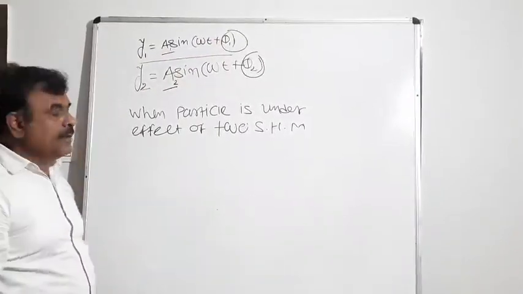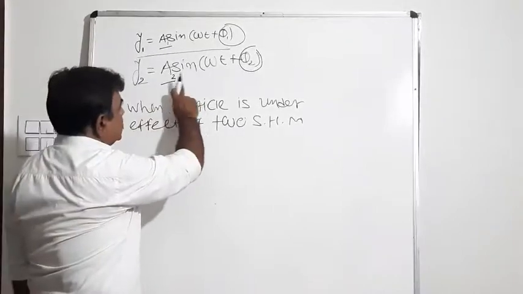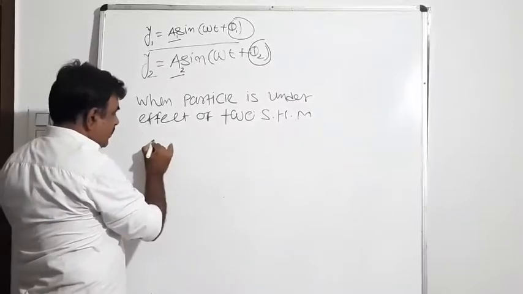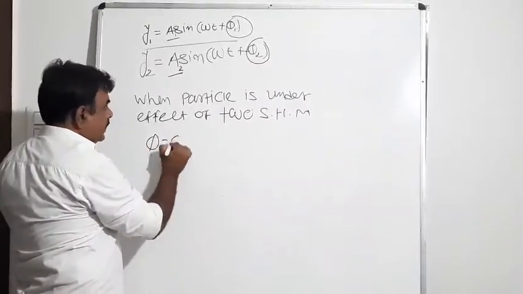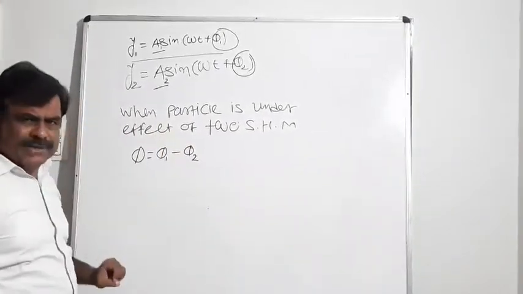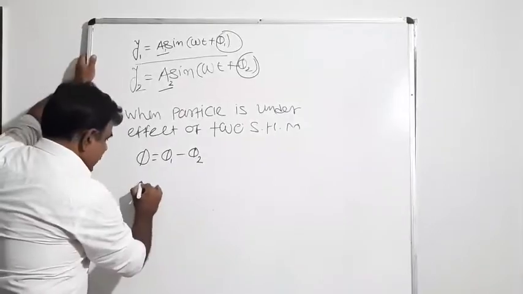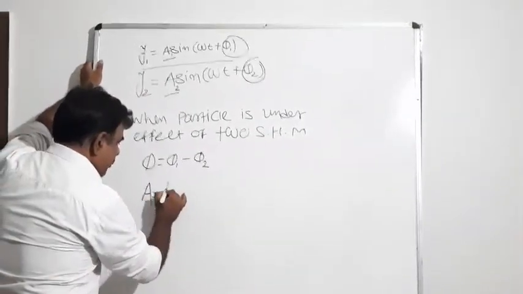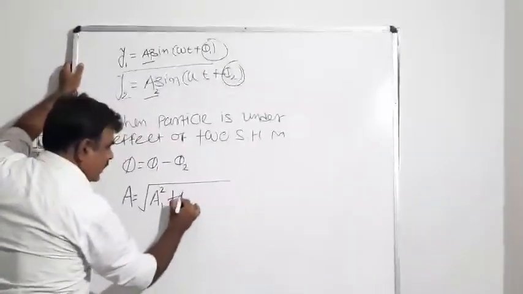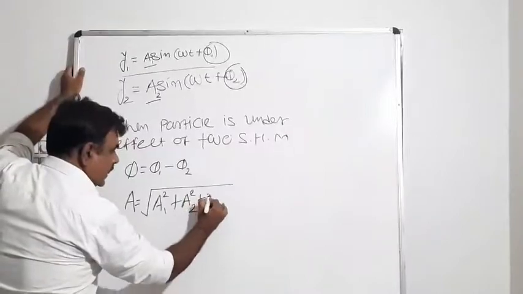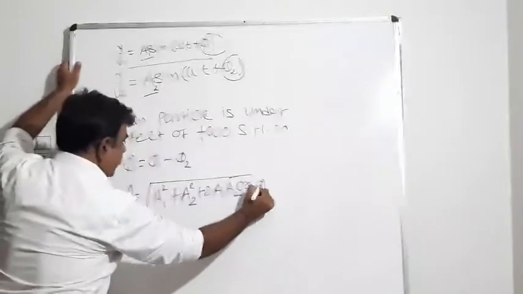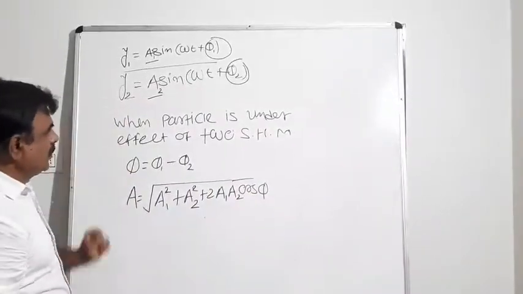First, I have written y1 equal to a1 sine omega t plus phi 1, and the second equation y2 equal to a2 sine omega t plus phi 2. So the phase difference between the two, let's say it is phi, can be written as phi 1 minus phi 2, or phi 2 minus phi 1. In that case, remember, the resultant amplitude A will be under root of a1 square plus a2 square plus 2 a1 a2 cos of phi, where phi is the phase difference between the two.